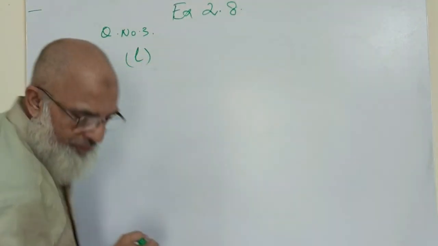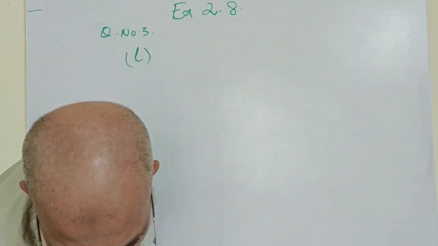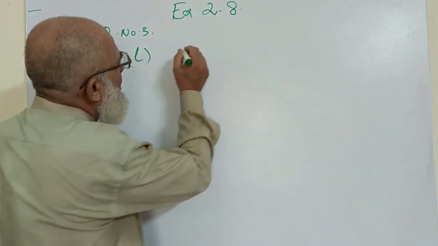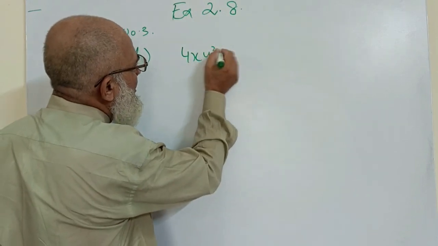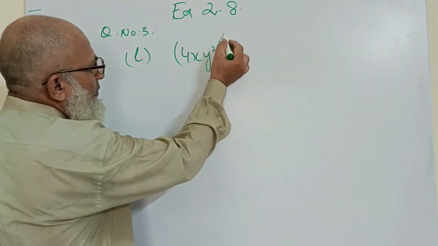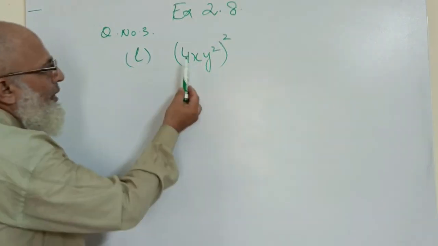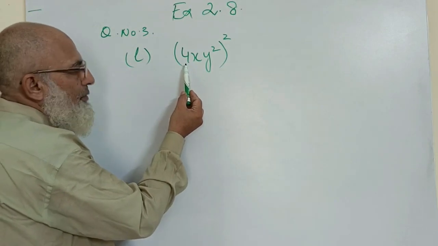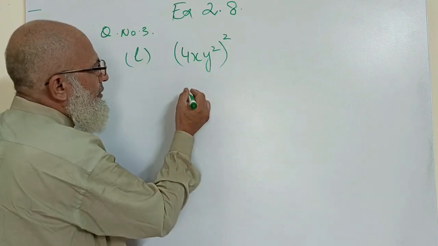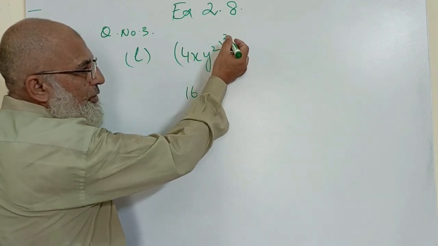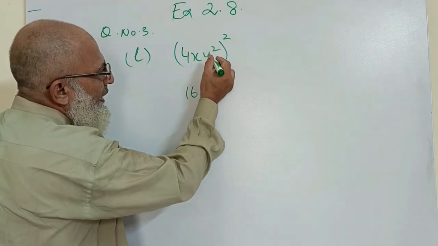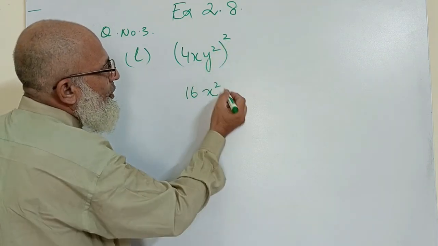Part L, question number 3, part L, and that is (4xy square) raised to the whole power of 2 square. So first of all, just solve this: 4 raised to power square is 16. X raised to power 2, and y again 2 multiplied by 2 is 4.